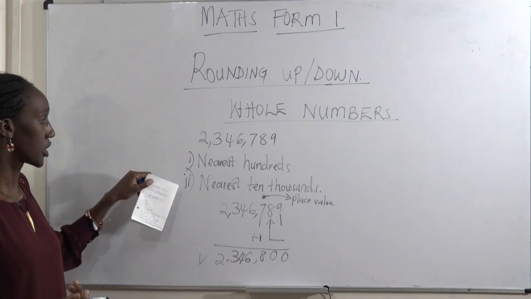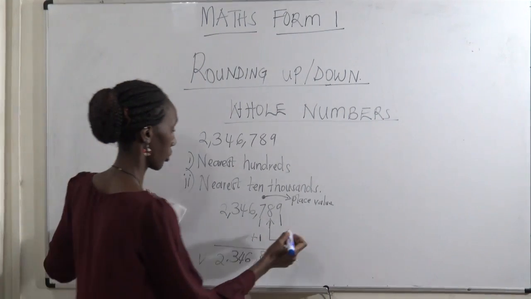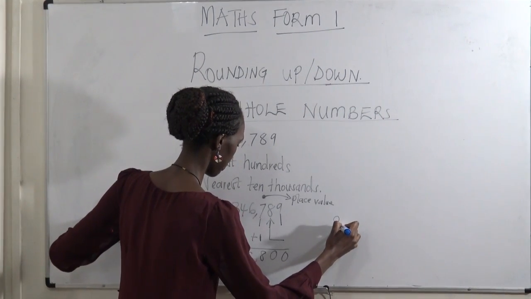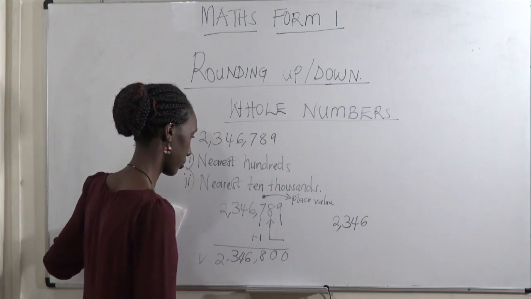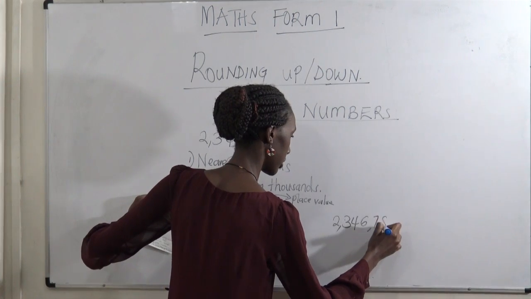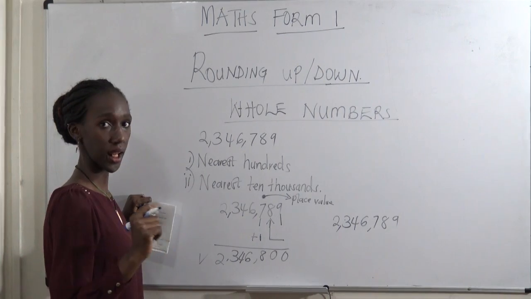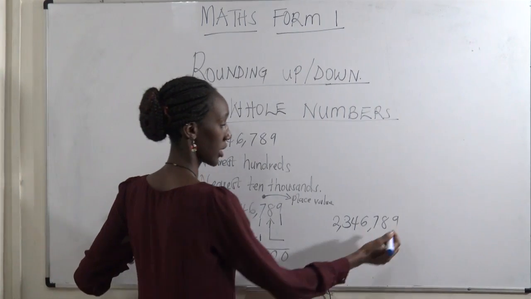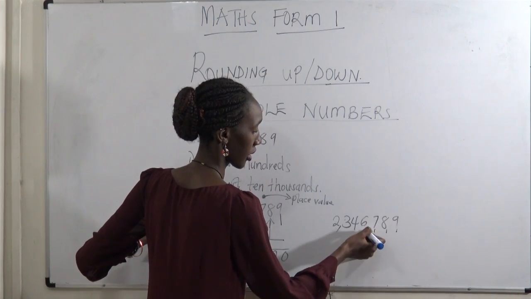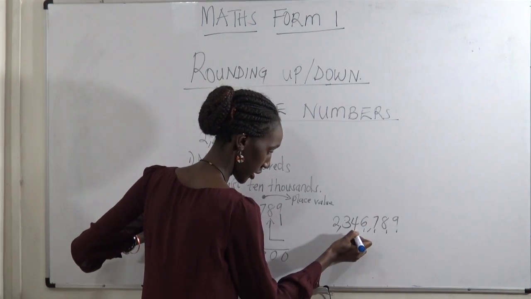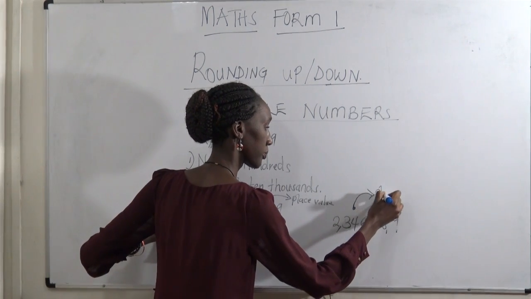What about to the nearest 10,000? So 10,000, we have our number here, 2, 3, 4, 6, 7, 8, 9. So going back to the knowledge we had last time on the place values, we start on this side. So we have ones, tens, hundreds, thousands, then 10,000. So put your mark here. This is the place value.